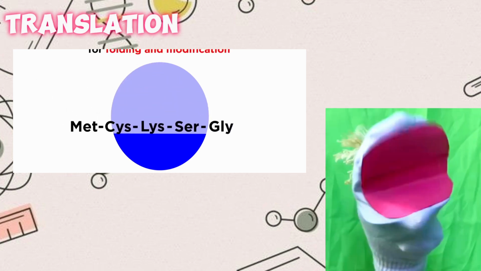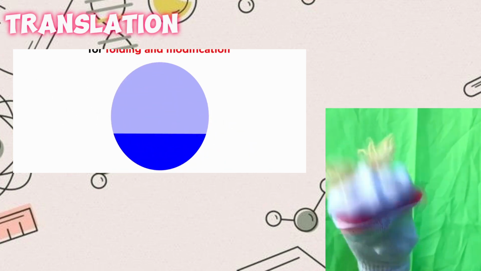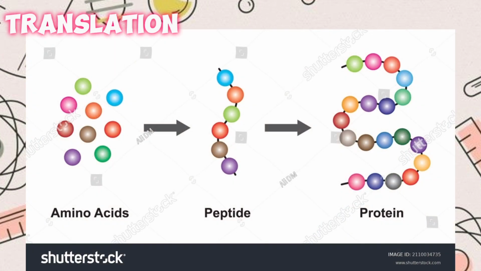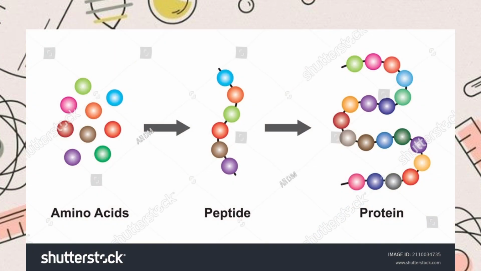The long polypeptide chain will then be released. And after that, the polypeptide chain will become proteins. And that's all for the process of protein synthesis.